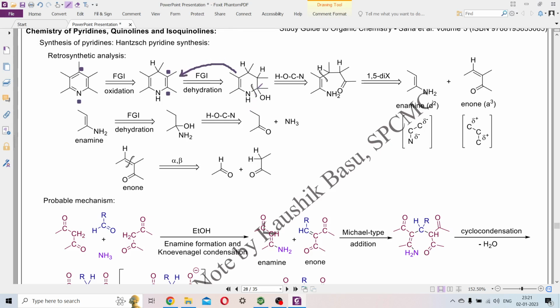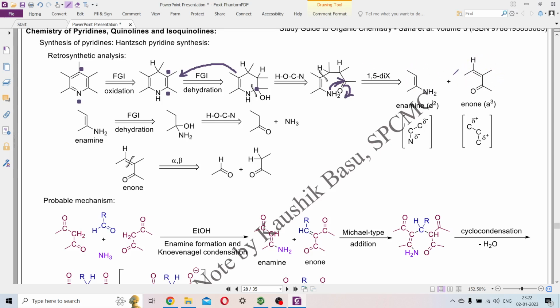Now we have a carbon which is a one difunctionalized carbon, so we do a HOCN disconnection and cleave the nitrogen carbon bond here. So we end up with an amine like fragment and a carbonyl here. So in the forward direction, we are looking to close down the ring by attack of the NH2 to the carbonyl carbon. And now we have a 1,5 di-X relationship. So we can disconnect it here, and therefore we end up with the enamine and also an enone.